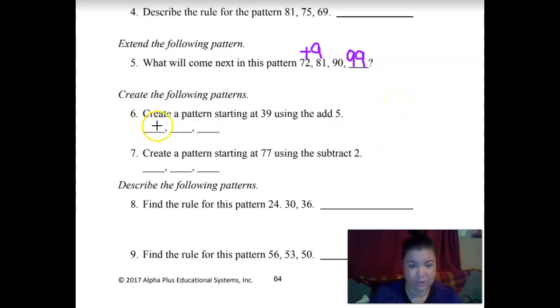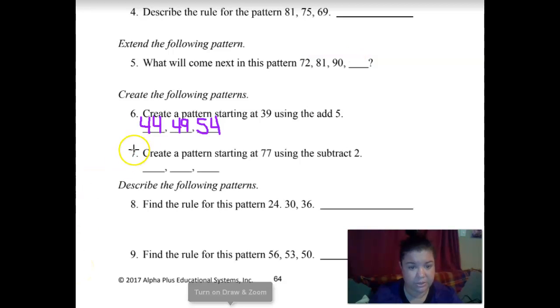All right, let's look at this one. Create a pattern starting at 39 using the add 5 rule. So our first number is 39. Okay, pause the video and add 5 to 39 and do it 3 times. Okay, pause the video now.